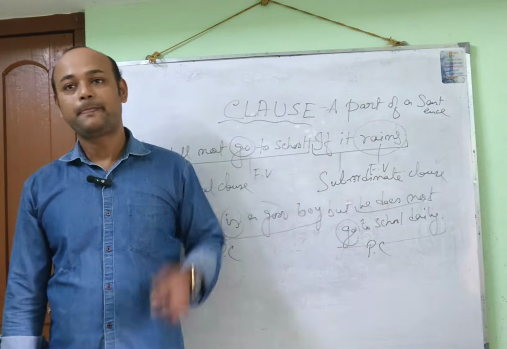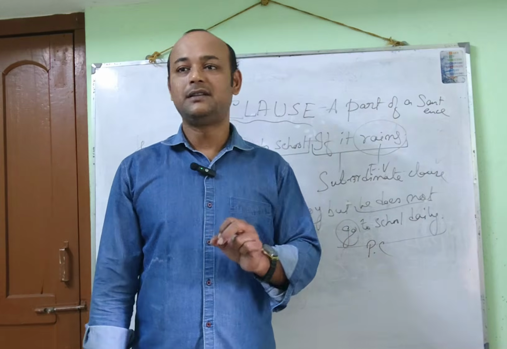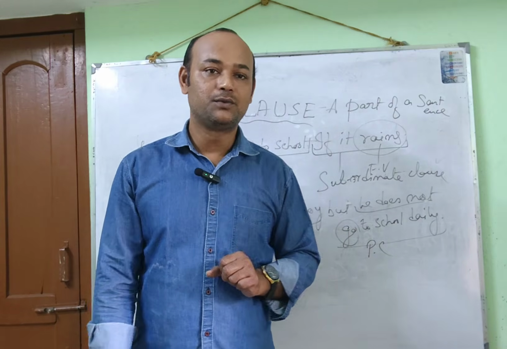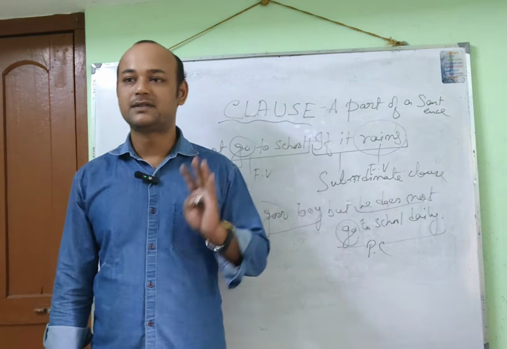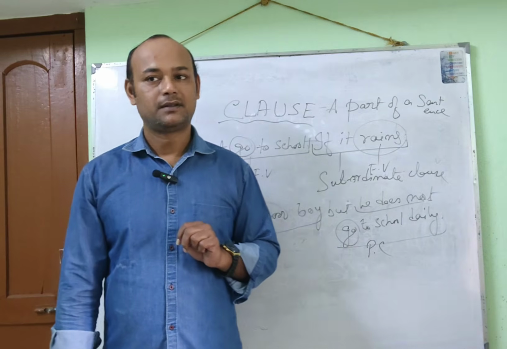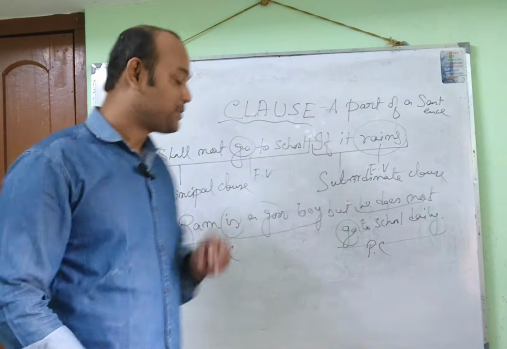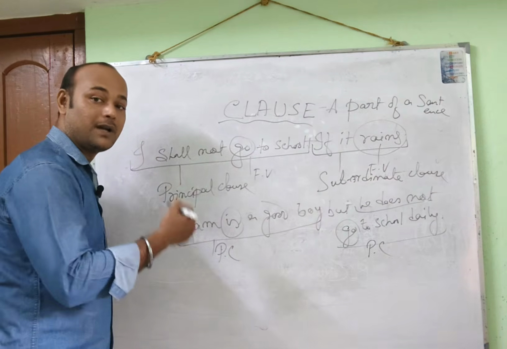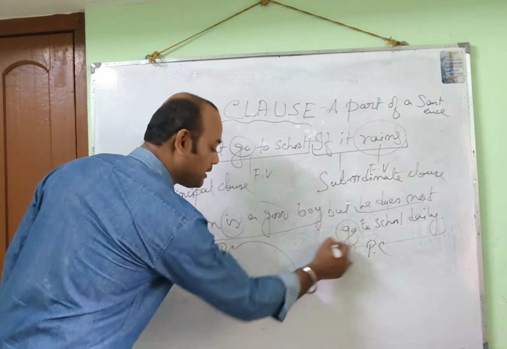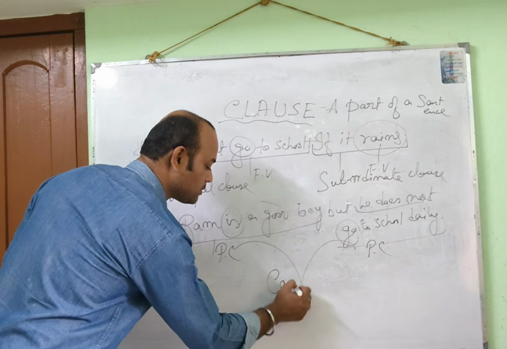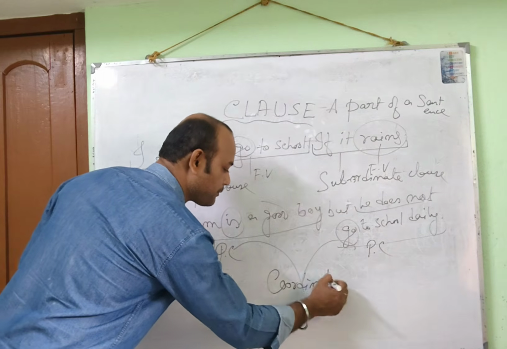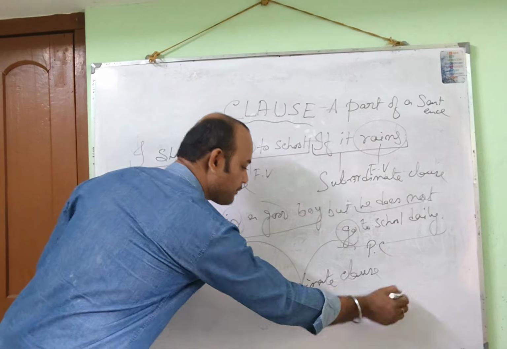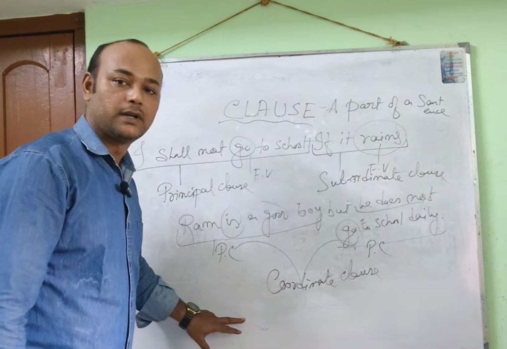Okay. Tell me, have you ever seen two principals in a school or college? Have you ever seen? No. That's why when we have more than one principal clause, together they are called coordinate clause. They are called coordinate clause.